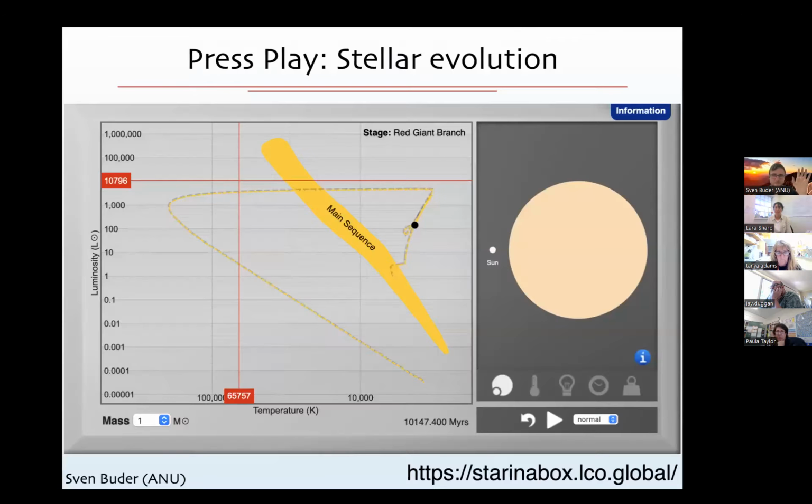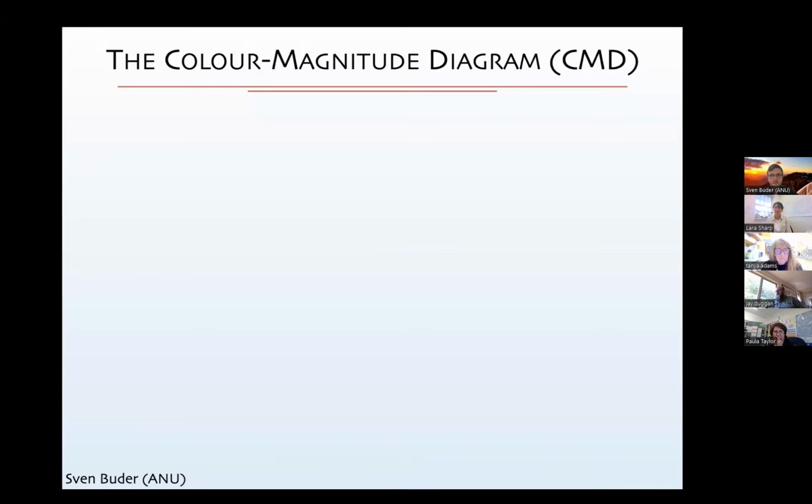And that's something that you can play around with if you want. One of the resources that we'll share with you at the end is this interesting link here, where you can basically play around with different masses of stars and see how they evolve in their radius, in their temperature, and other properties.